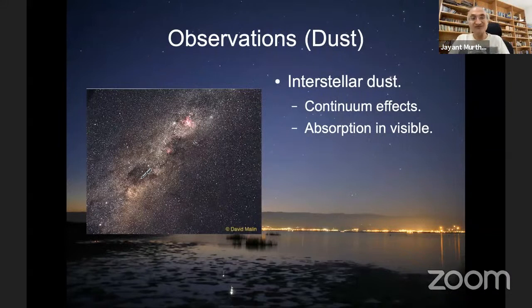So here is the Coalsack Nebula. In ancient times, of course, they just looked at it as a blot on the Milky Way. Now we know that the Milky Way is behind this nebula. This nebula is a few hundred parsecs from us, and you get the disk of the Milky Way behind that.